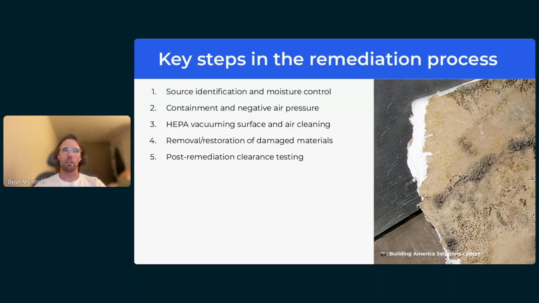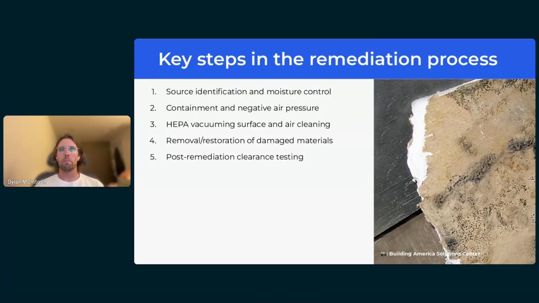Some semi-porous materials, like structural lumber, for the most part, with mold issues, the mold is removed from the surface with sanding, wire brushing, media blasting, those types of things. Non-porous things like tile, glass, or plastics are typically cleaned and restored, not removed and replaced. So it depends on the actual materials that are impacted.